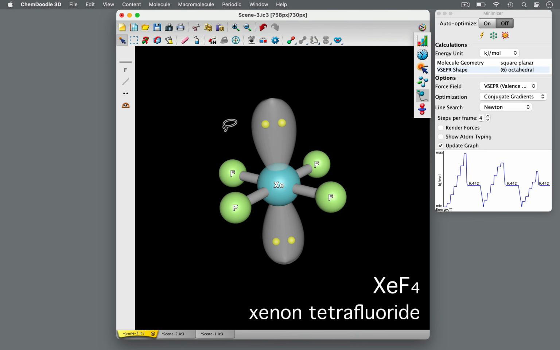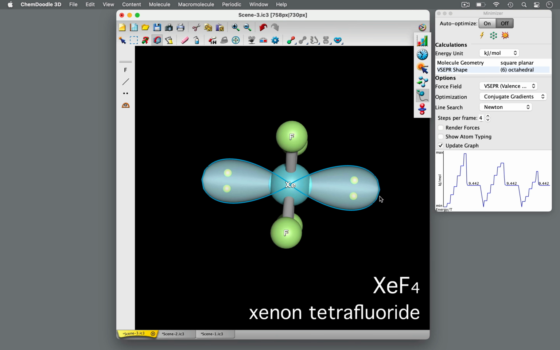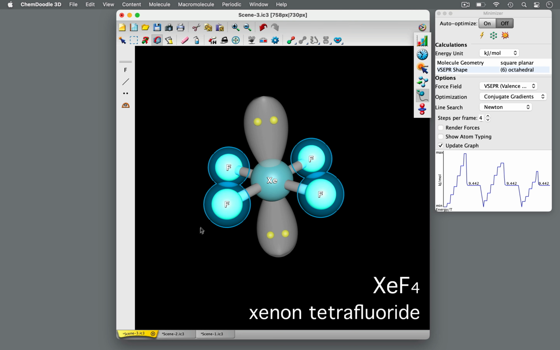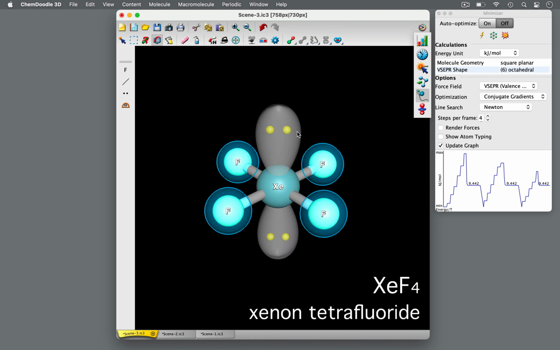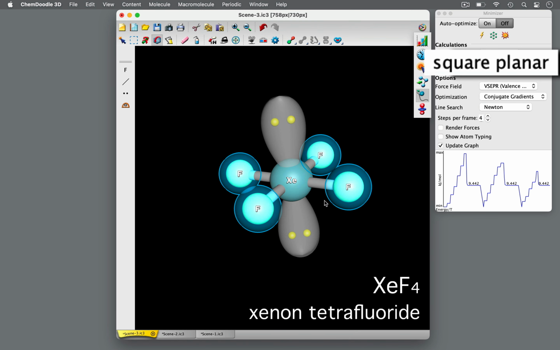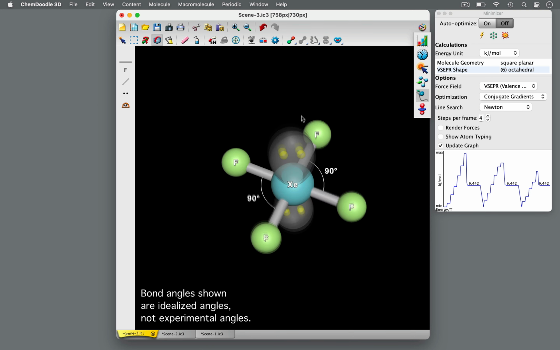In the square planar shape, the 2 lone pairs are positioned on opposite sides of the central xenon atom to maximize their distance from each other. Meanwhile, the 4 fluorine atoms are in the same plane as the xenon atom, forming a flat square about the central atom. Hence the name square planar. All bond angles in this geometry are 90 degrees.